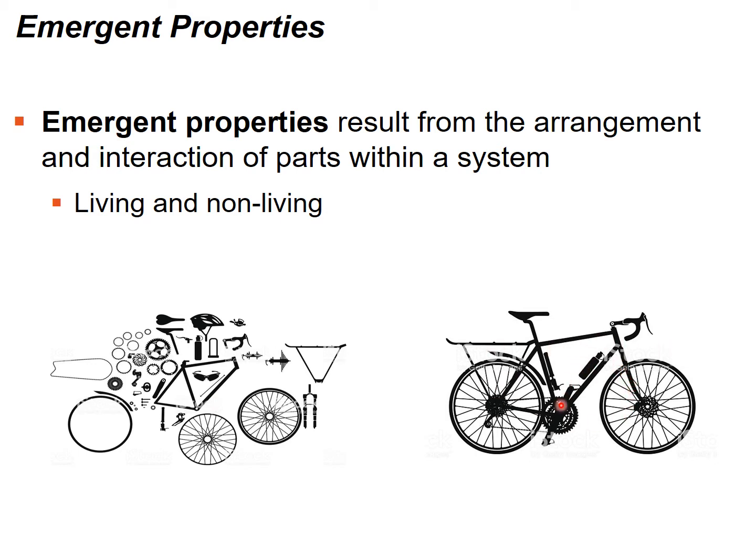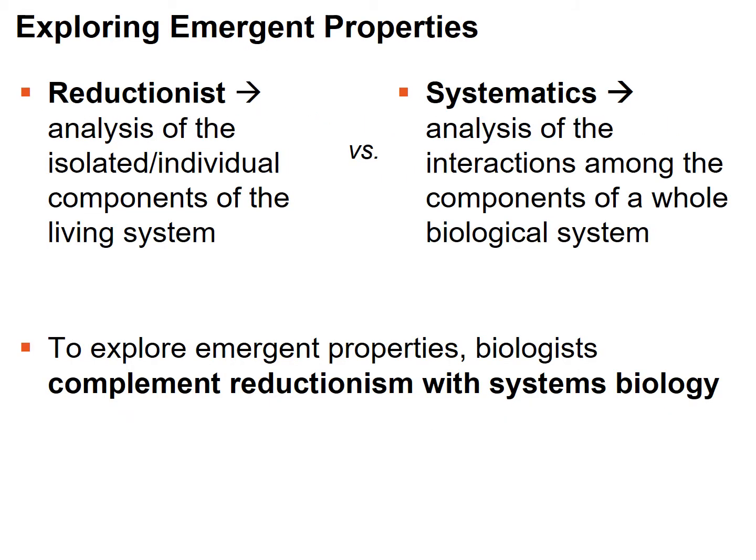So this bicycle has the emergent properties, which are the result from the arrangement of these parts, right? So all the bicycle parts were put in their correct places to create the functional bicycle. Now, this is obviously a non-living thing, but of course it applies.